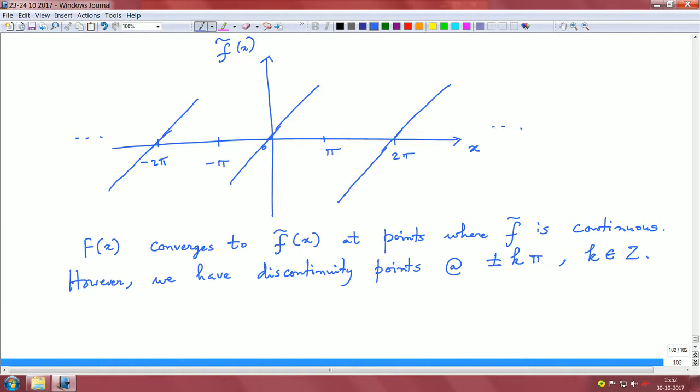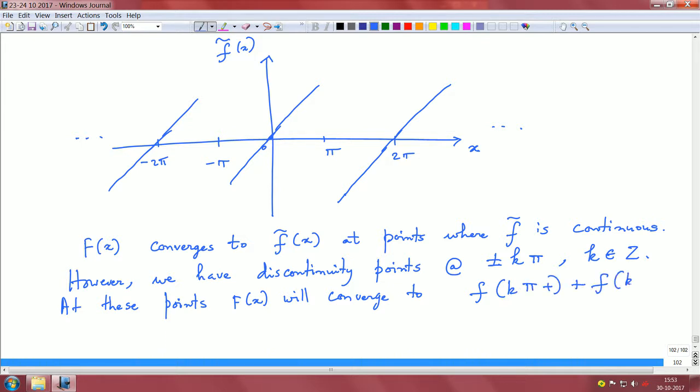Right, and at those points, we will have to prove this result anyway, we will go into the details and depth through the subsequent lectures. At these points, f of x will converge to f of k pi plus plus f of k pi minus, that means you take the left hand limit, right hand limit, and you take the mean value.